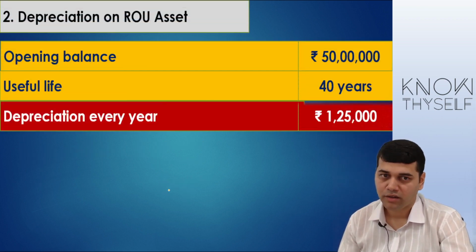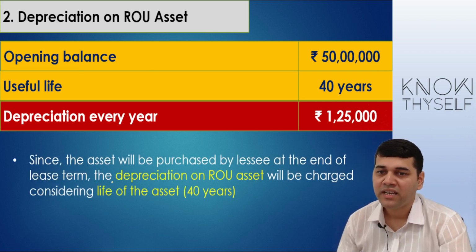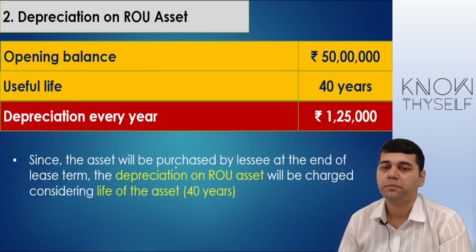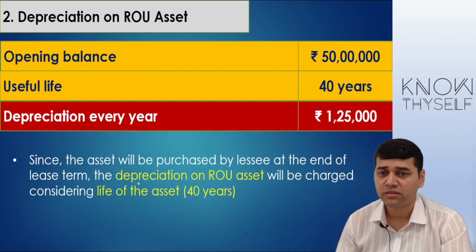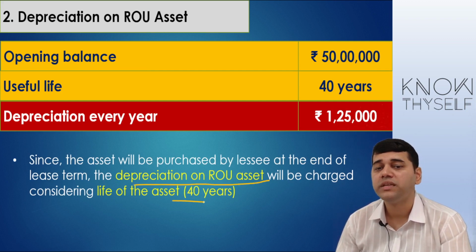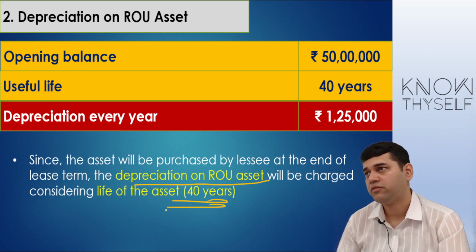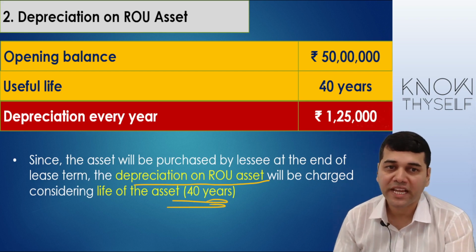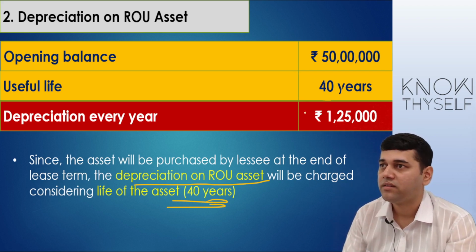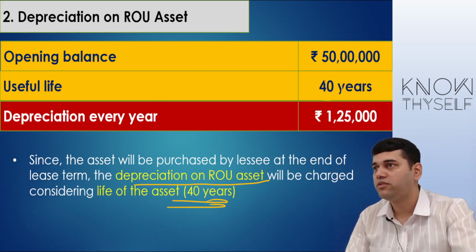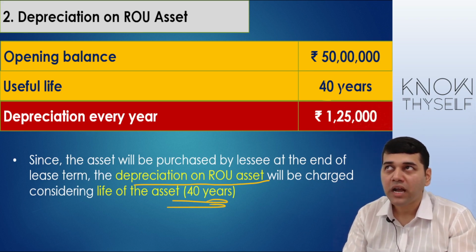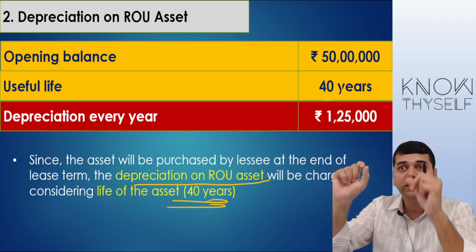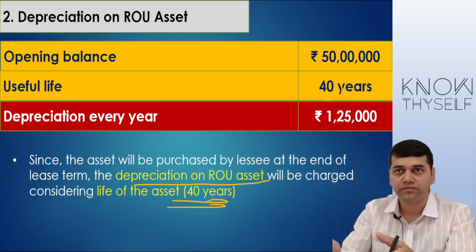Purchase option is there. You have to say one line that it is reasonably certain the purchase will be exercised by the lessee at the end of the term. So depreciation on ROU will be charged over the 40-year life. See, if you have taken 40, you have to explain why, not just take 40 and do the working. If you are going to pass an accounting entry, ROU to lease, why is it the same? Explain it.